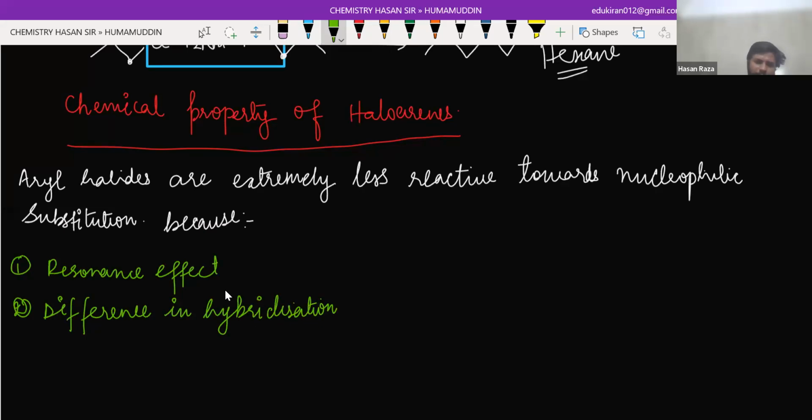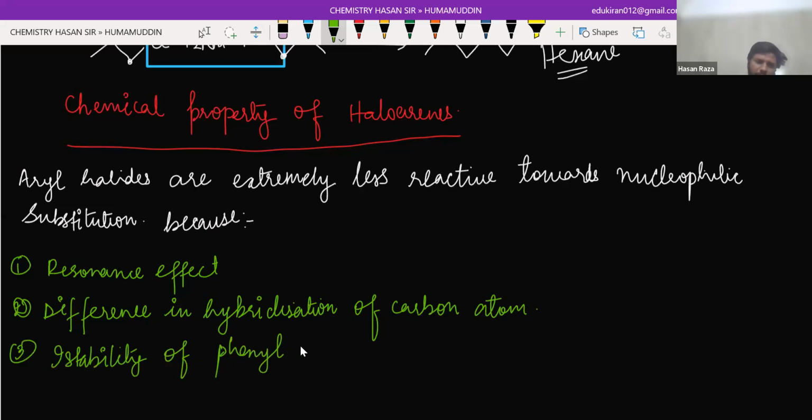Difference in hybridization of carbon atom. And the third one is instability of phenylketone. Instability of phenylketone. See, the first effect.